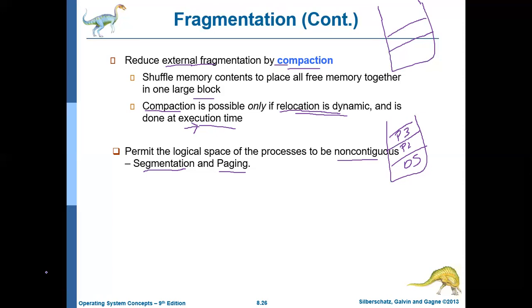There is another way to avoid compaction, that is by allowing the process to be allocated in memory in a non-contiguous style. Under that, we'll be discussing two techniques, which are segmentation and paging. So that's what the rest of the topic will be.